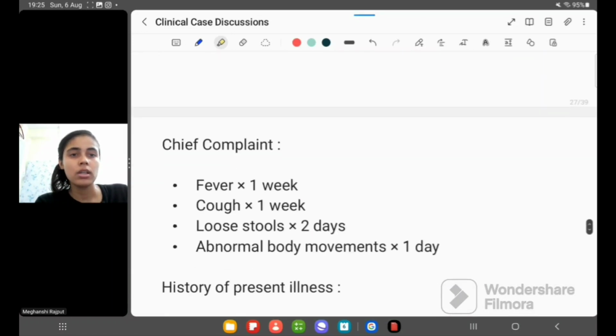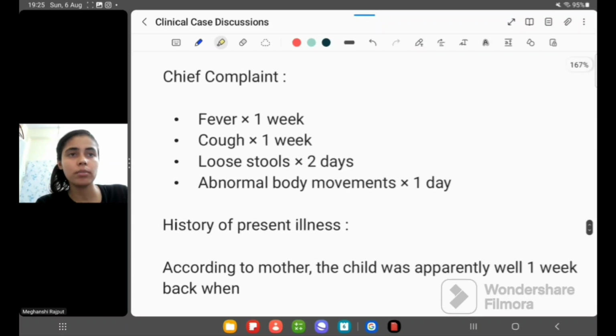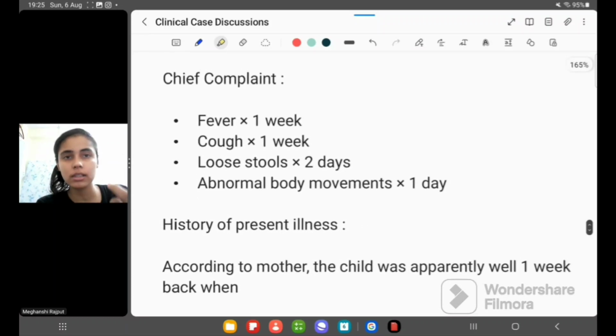Fine. Then we move on to the chief complaints. As I said, most of the time only one or two chief complaints would be presented to you. Either it would be a RESP case, a CNS case, or a GI case. Here I have tried to combine all these cases for ease of discussion. But still, more importance should not be given to the history of present illness. Rather, more importance should be given to the developmental history and the immunization history.